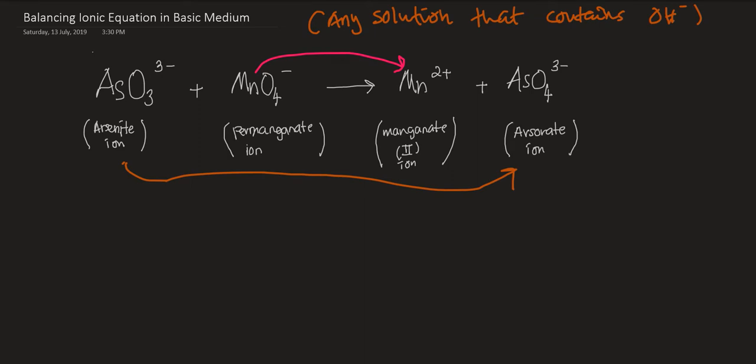So the first step that we have to do, as I've mentioned, is to separate these two equations. I'm going to focus on the arsenite ion first to produce arsenate, and later I will show you how to balance the equation regarding permanganate ion to produce manganate(II) ion. So we have arsenite ion, AsO3 3 minus, and it will produce AsO4 3 minus ions, arsenate.